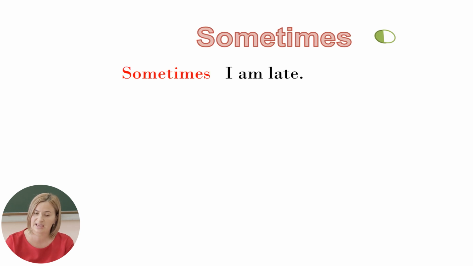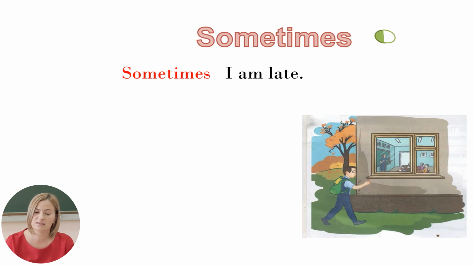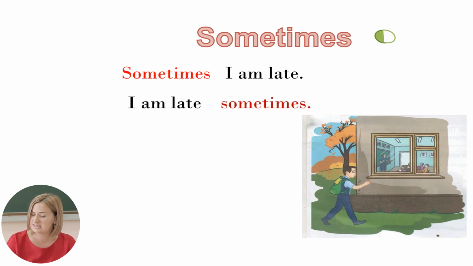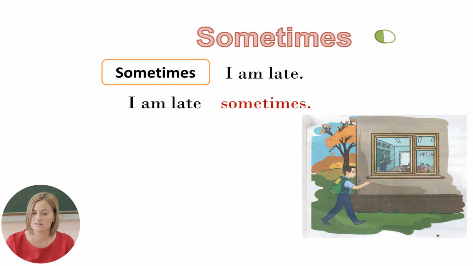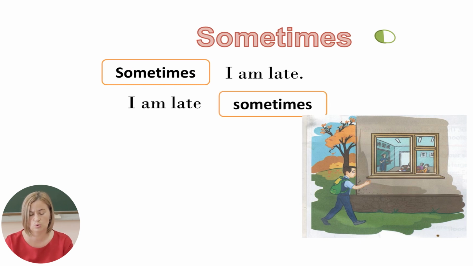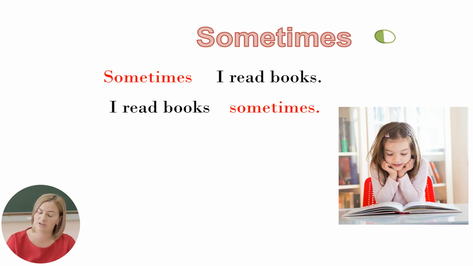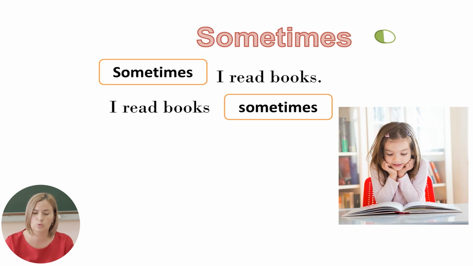When we talk about sometimes, you can use it either at the beginning or at the end of the sentence. Sometimes I am late. I am late sometimes. So sometimes at the beginning or at the end. Sometimes I read books. I read books sometimes. At the beginning or at the end of the sentence.